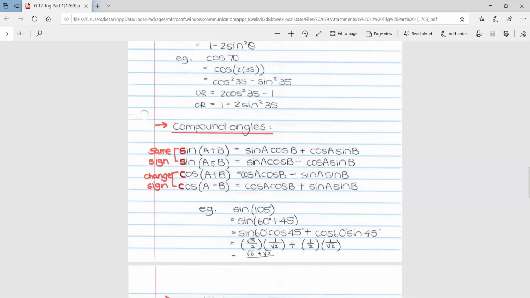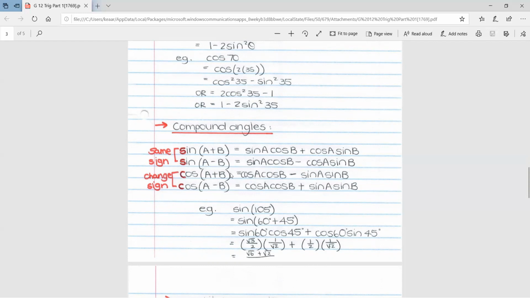Sine of A minus B can be written as sine A cos B minus cos A sine B. Cos A plus B can be written as cos A cos B minus sine A sine B. Cos of A minus B can be written as cos A cos B plus sine A sine B.